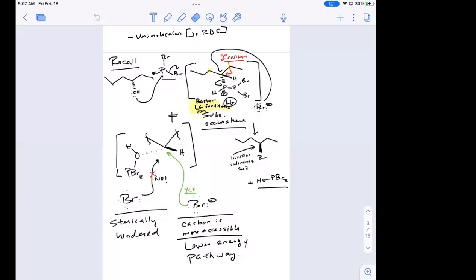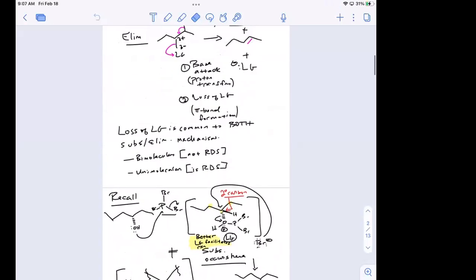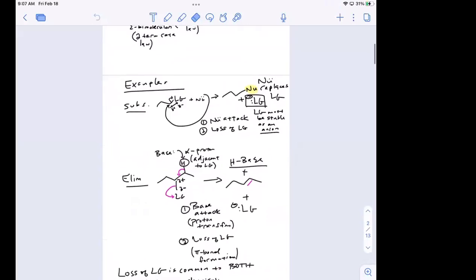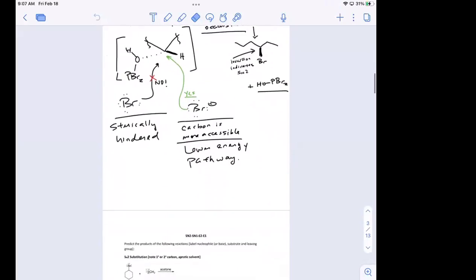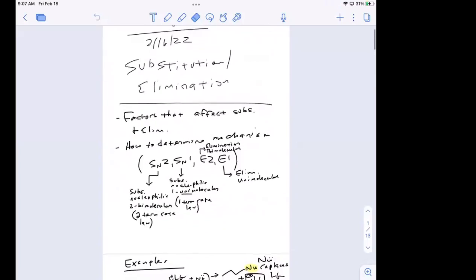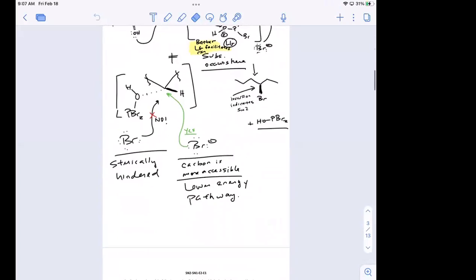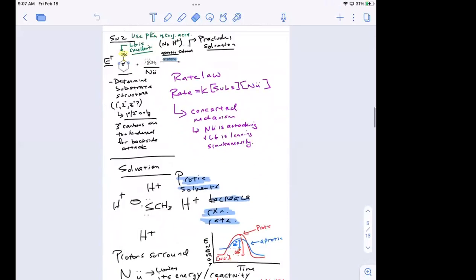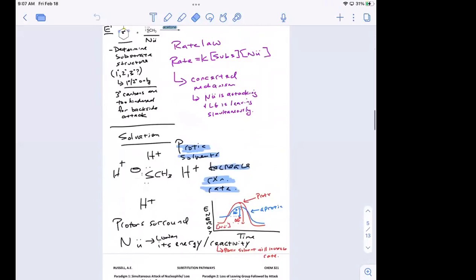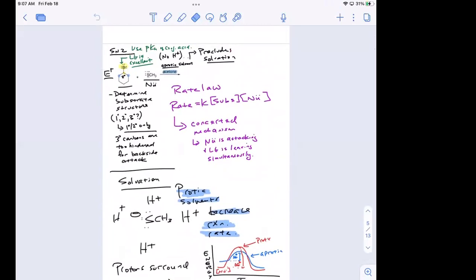We left off talking about the SN2, and we talked about the rate. We talked about the transition state. We talked about the rate law, if I'm not mistaken. Let me make sure we did. Did we talk about the rate law? Yes, we did. All right. So we talked about the rate law, the rate.